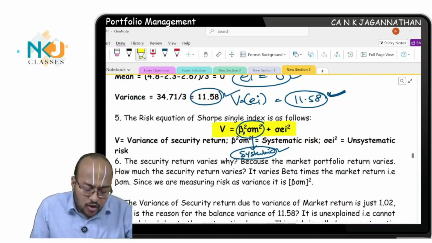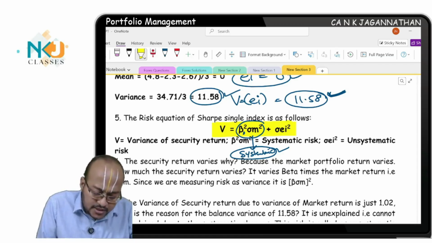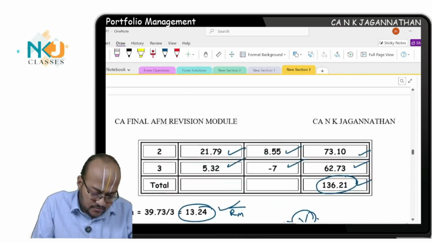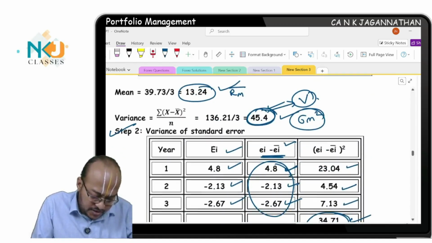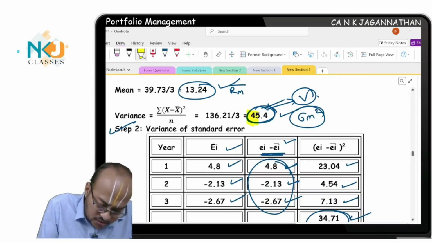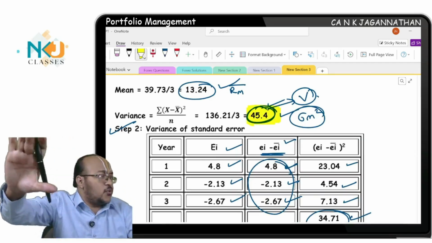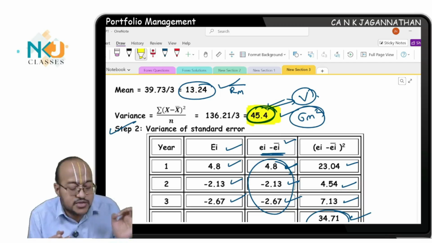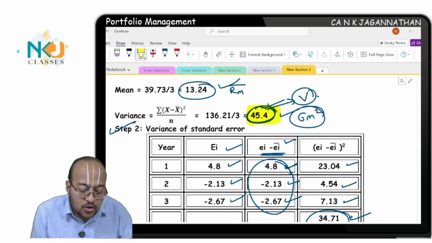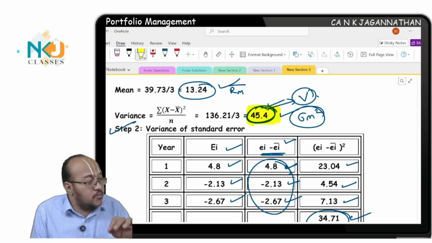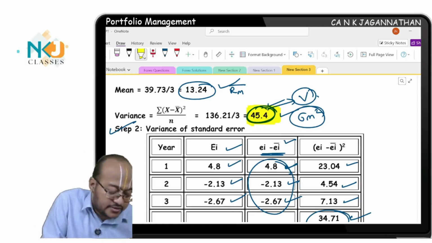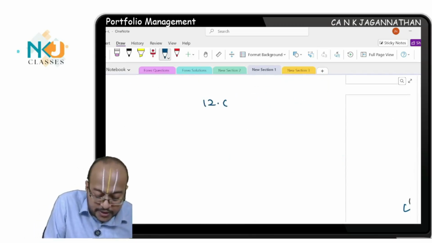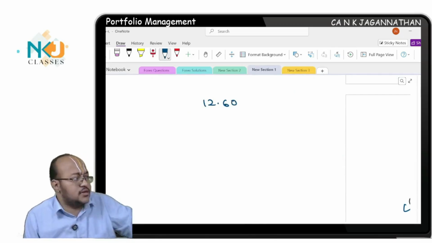Listening? Now, what is sigma m? You tell me, what is sigma m square? In this question, sigma m square, we computed, no? Yes, sigma m square is variance of the market. How much is that? 45.4. See, sigma, you don't need to compute here. Sigma m square is variance of the market return. How much is that? 45.4. So we computed already 45.4. Agreed? If you multiply this with beta square, you will get systematic risk. I'll just show you what will happen. You see, here we have 12.60. Very, very important. Forget about all the other discussion which I made.